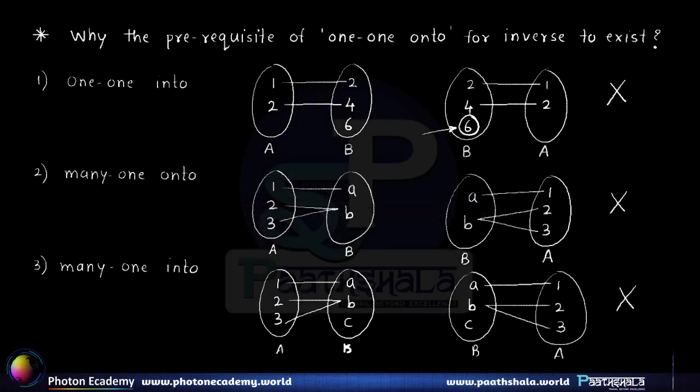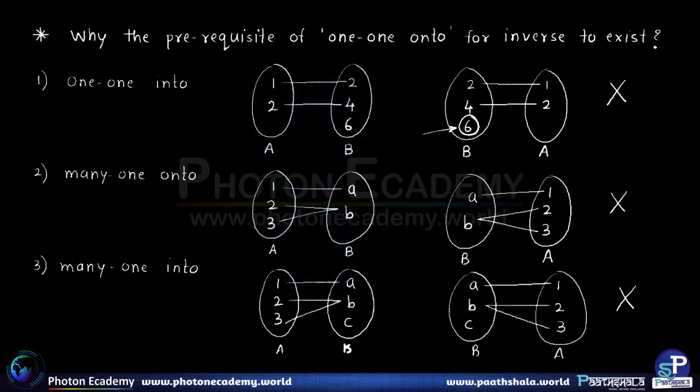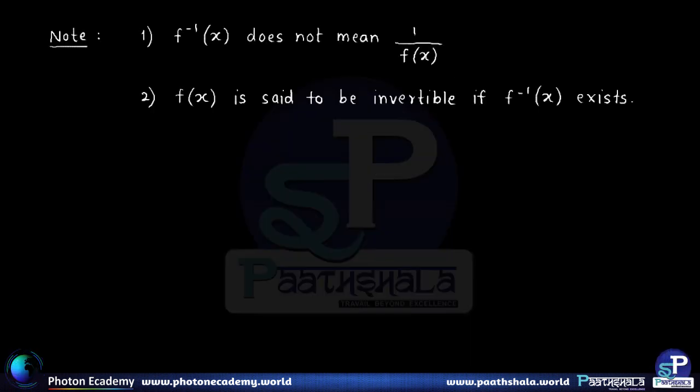So you see the importance of the condition of 1 1 onto for the inverse of a function to exist, right? And we know that 1 1 onto is also called a bijective function. So we also remember that terminology, that for a function to have an inverse, that function must be a bijective function, right? Now let's see a few important points.